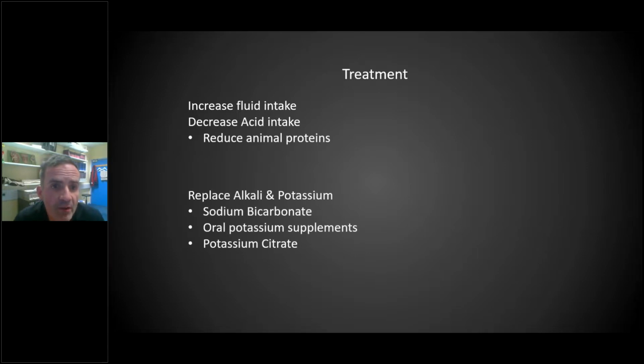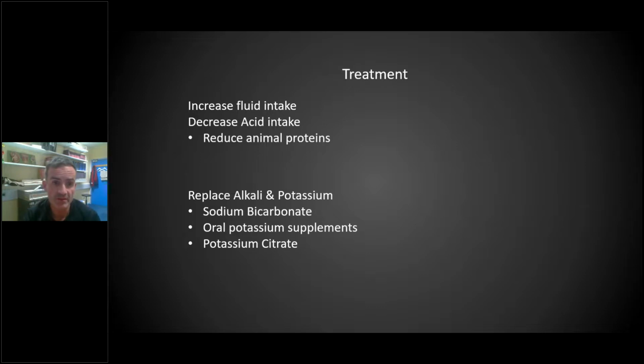These patients are unable to secrete acid and they have potassium losses, so you need to replace their alkali and their potassium. You can do that in a bunch of different ways: sodium bicarbonate and oral potassium supplements, and you can combine these with potassium citrate. Citrate is metabolized to bicarbonate by the liver, and therefore giving citrate theoretically gives you a longer-lasting base than using sodium bicarbonate.